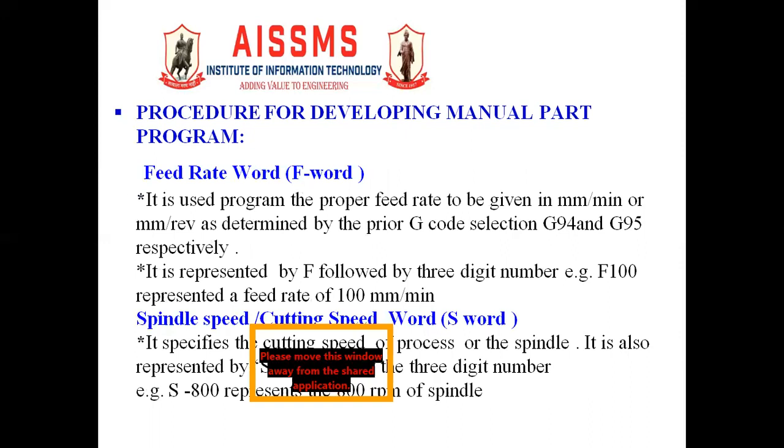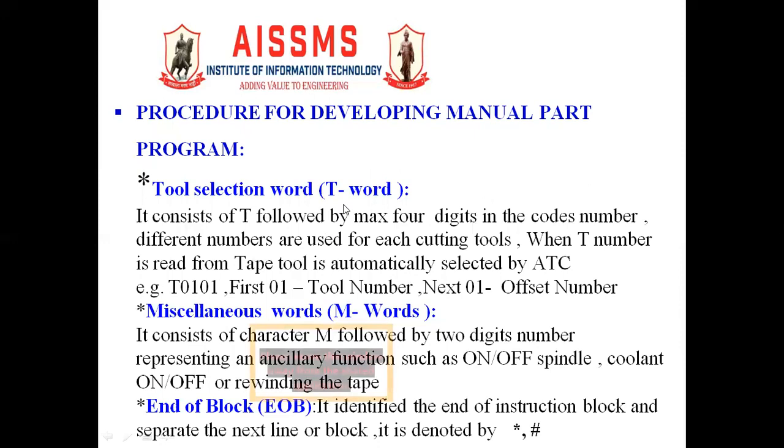Feed rate, that is the F word, is used, and the G91 and G94 commands are used for feed rate in millimeters per minute or millimeters per revolution. Spindle speed is always in terms of the S letter, and 8000 is RPM, that is revolutions per minute. The tool is denoted by T words. T0101 means the first 01 is the tool number, and the next 01 is the offset number.